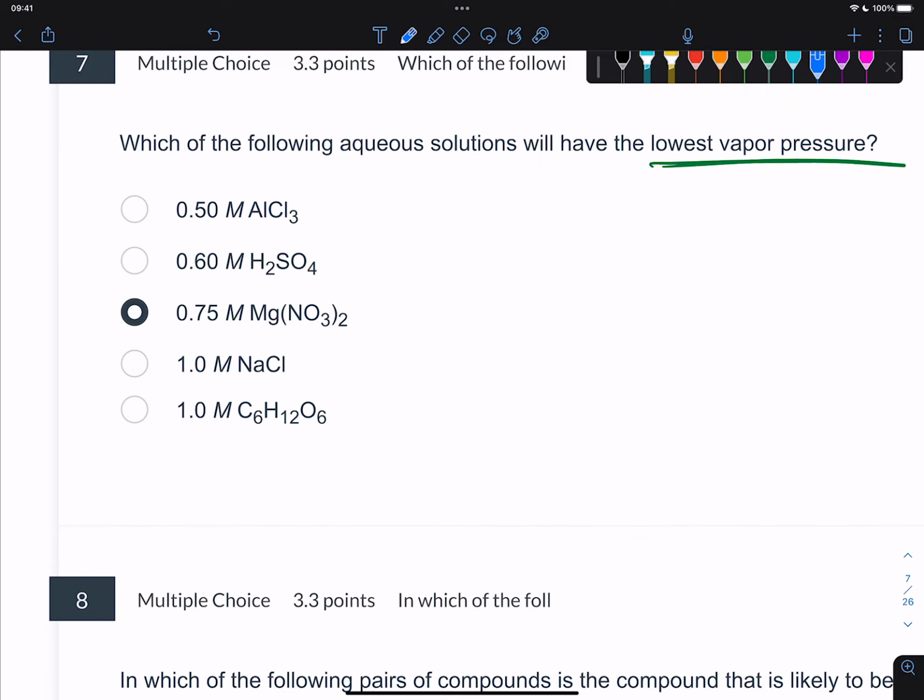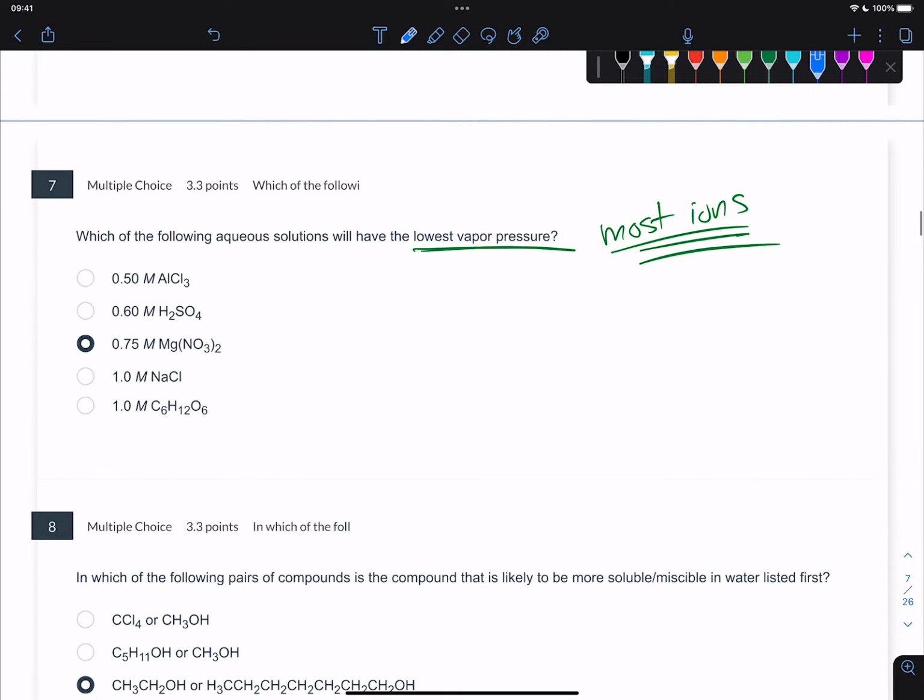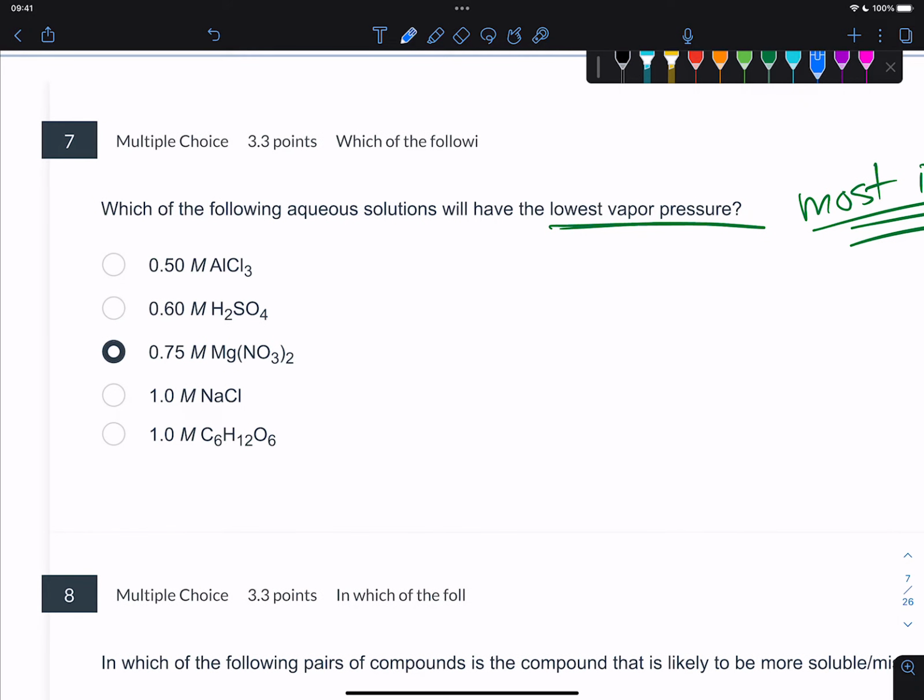And also multiplying by this value here. So AlCl3 would create 3 ions. Nope, 4 ions. And this is assuming they all completely dissociate. So 4 ions. H2SO4 will create 2 H ions and a sulfate ion. So that'll be 1, 2, 3 ions. And again, we're assuming they're completely dissociated, which is not necessarily reality.